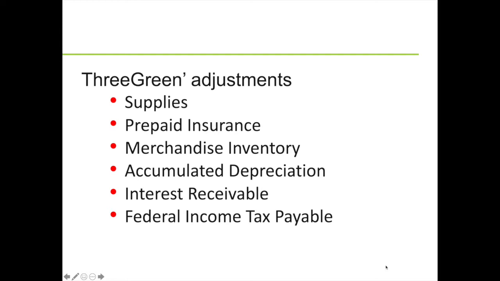The adjusting entry for merchandise inventory is unique to a merchandising business. The other adjusting entries could also be made by a service business. The adjusting entry for federal income tax payable is unique to corporations. This adjusting entry is not made for a proprietorship because taxes are paid by the owner, not the business.